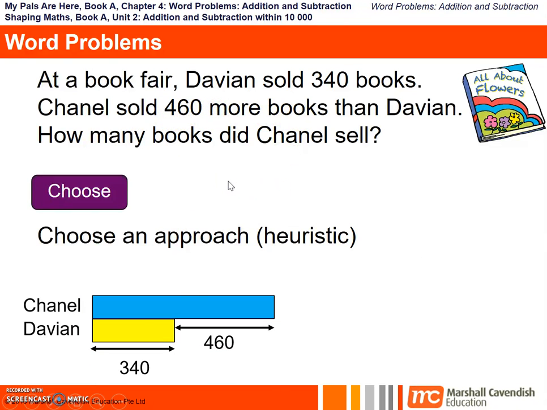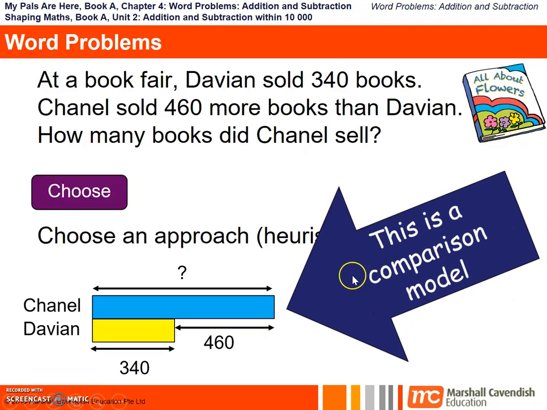Okay, so there you have it. The bar is longer, Chanel's bar is longer, and the excess of 460 books is also labeled here. So what are we finding out? What is the question asking us to find out? Yes, it is to find out how many books did Chanel sell. Okay, let's move on.